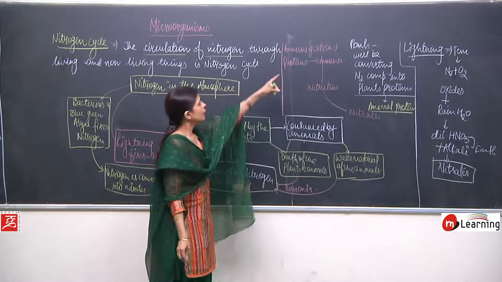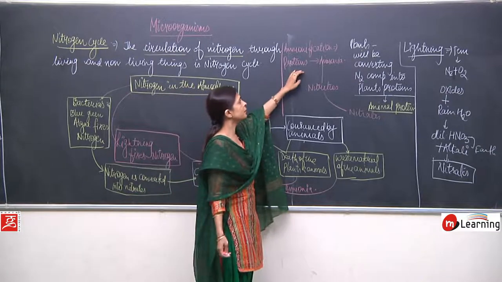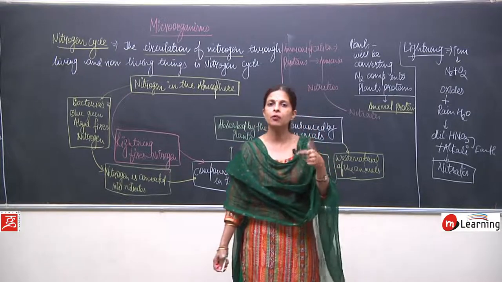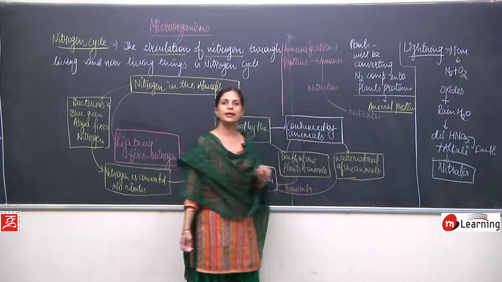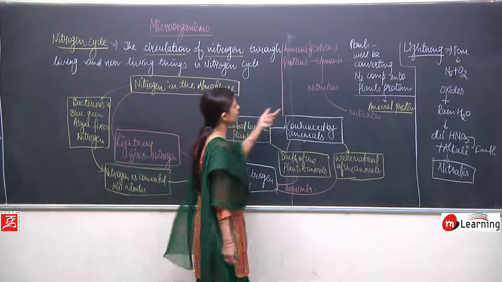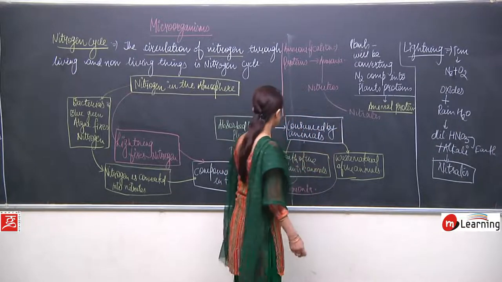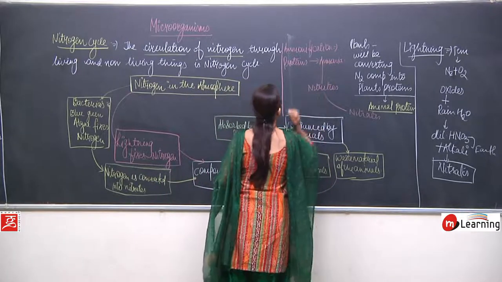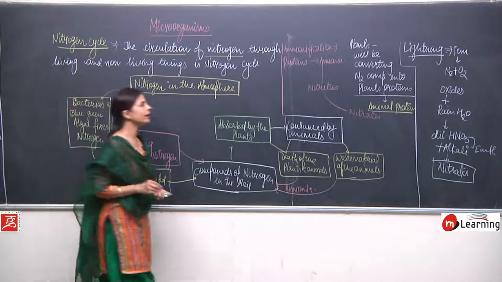Now, from the body of the plants and animals, the protein gets converted into ammonia. This process is known as ammonification, where the ammonia gets released. Now, this ammonia gets converted into nitrites, and then nitrites get converted into nitrates, and again it comes into the soil. Now, who converts ammonia to nitrites? What converts ammonia to nitrites?